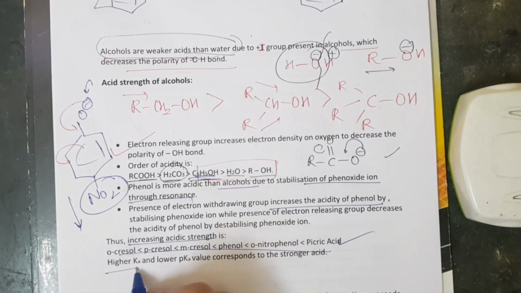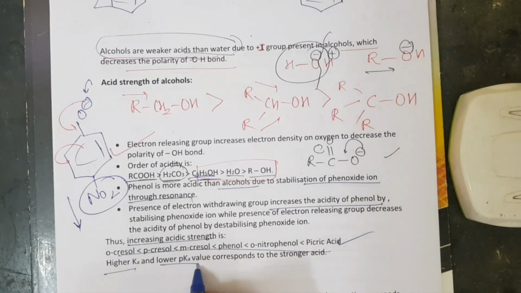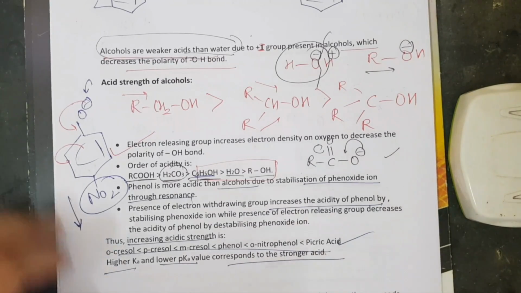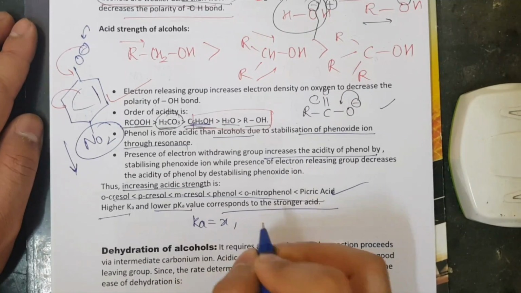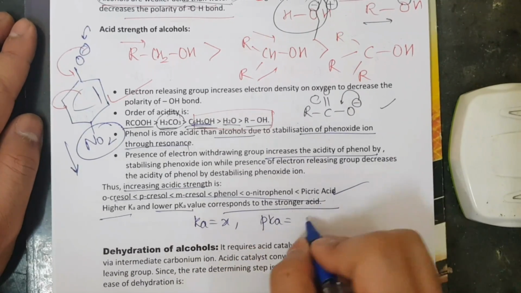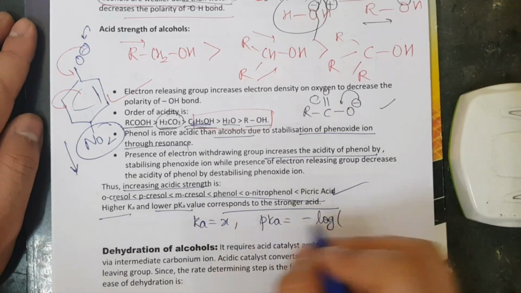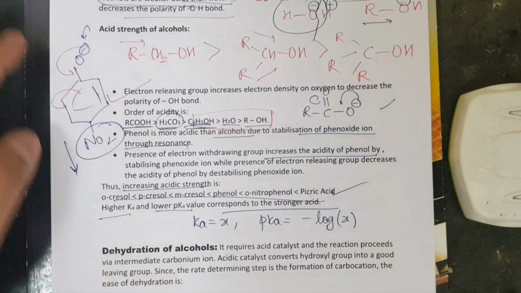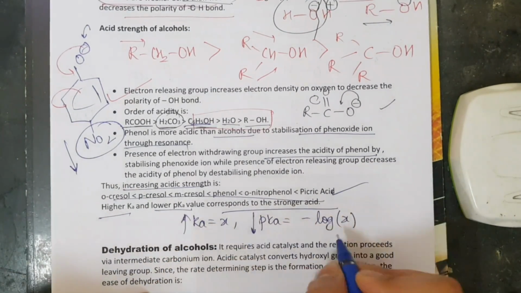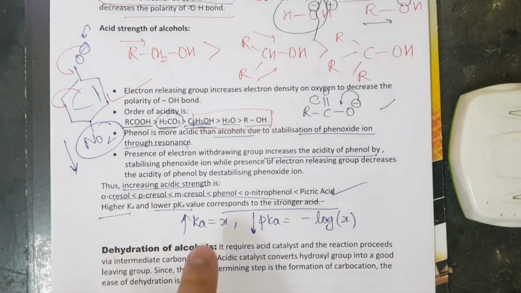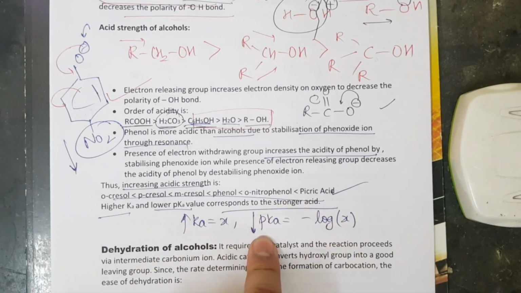Now higher Ka and lower pKa values correspond to a stronger acid. Like Ka is some X, pKa basically is equal to minus log of Ka. So minus log of X. So that is why if Ka increases, pKa would decrease because of the minus sign. So higher Ka and lower pKa corresponds to a stronger acid.